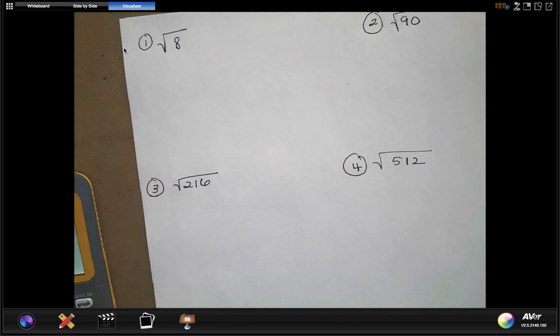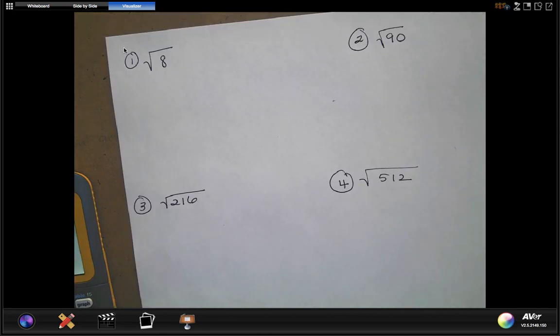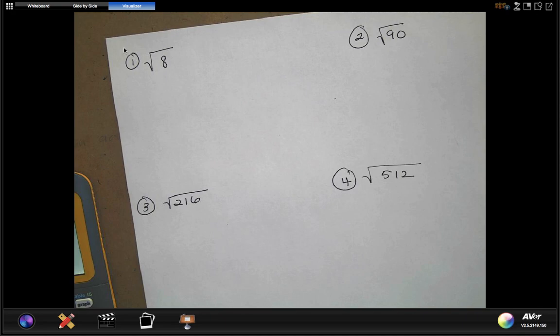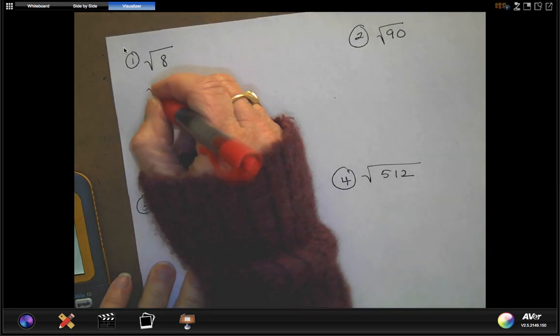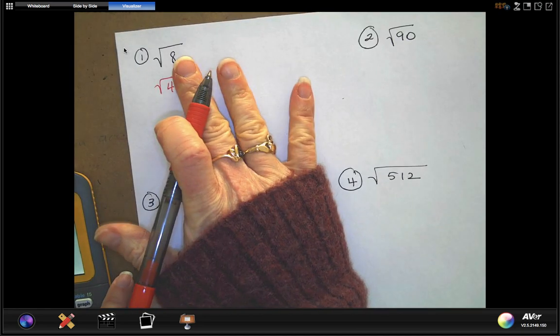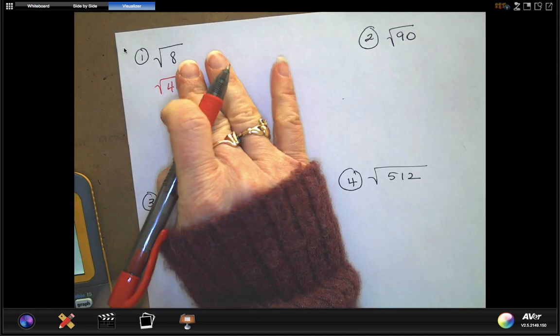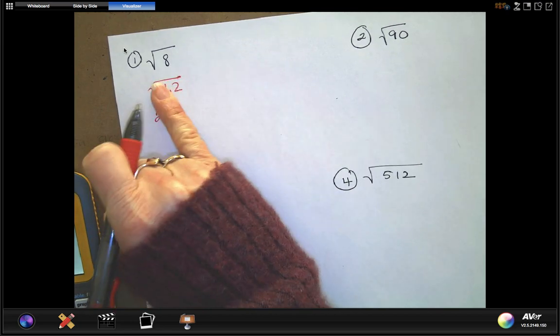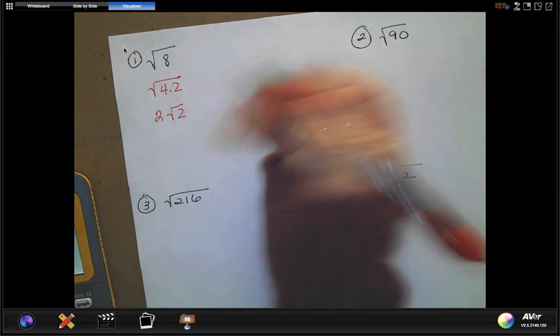So I want to think about what's the biggest perfect square that goes into this number. With 8, the biggest perfect square would be 4, because to get 8, I can do 4 times 2. So basically, I'm thinking about the square root of 8 as being the square root of 4 times the square root of 2. Well, the square root of 4 is just 2. So that comes out. The square root of 2, I can't simplify. That stays under the radical.